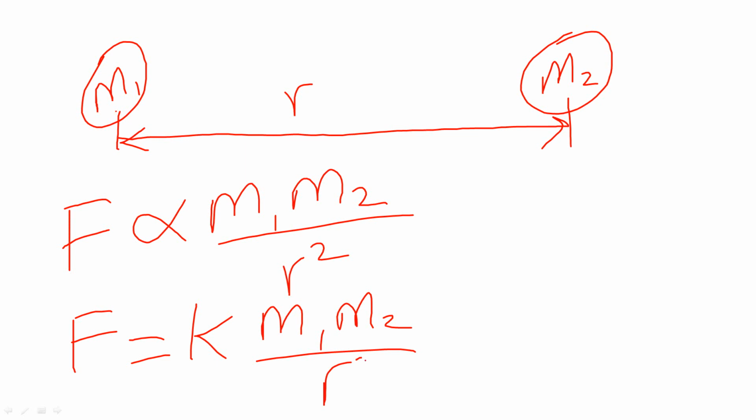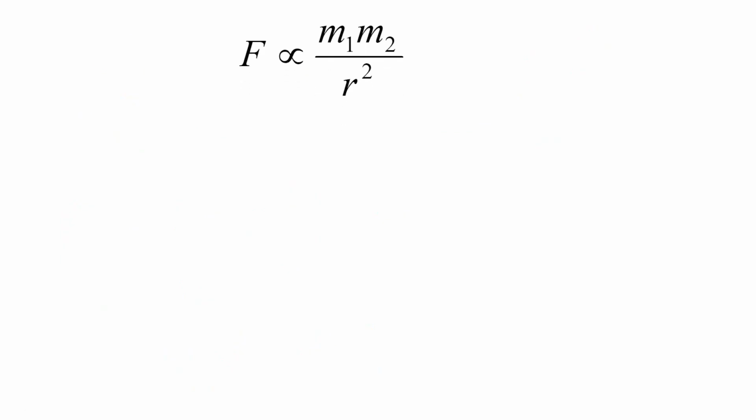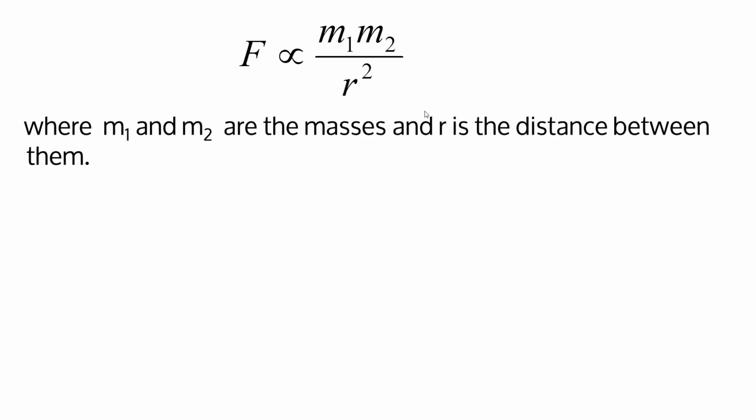F is equal to K m1 m2 over r squared. Later we shall learn that this K has a special name. And this is exactly what I've just done using the hand. F, the force of attraction between those two masses, is directly proportional to the product of the masses, m1 times m2, and inversely proportional to the square of their separation or distance apart, where m1 and m2 are the masses and r is the distance between them.